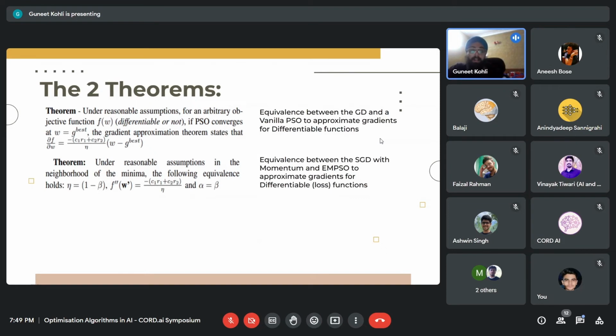They are trying to tell you that if I have a vanilla PSO and I have a gradient descent algorithm, then you can relate both algorithms. You can prove them to be equivalent. That means you can interchange them with each other.